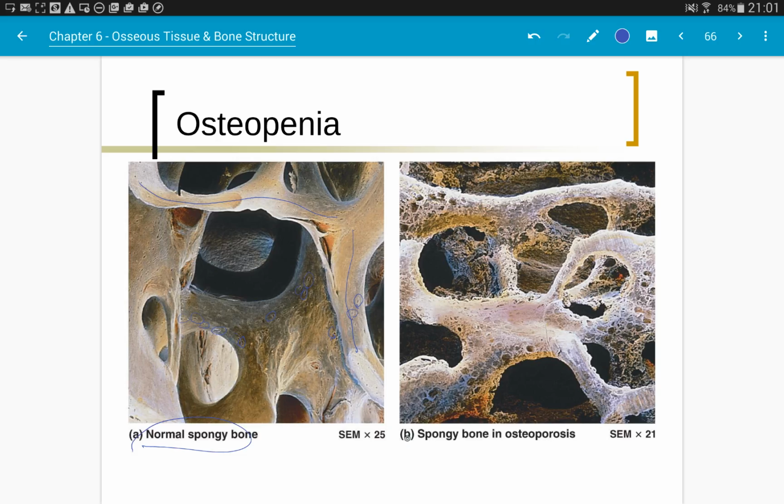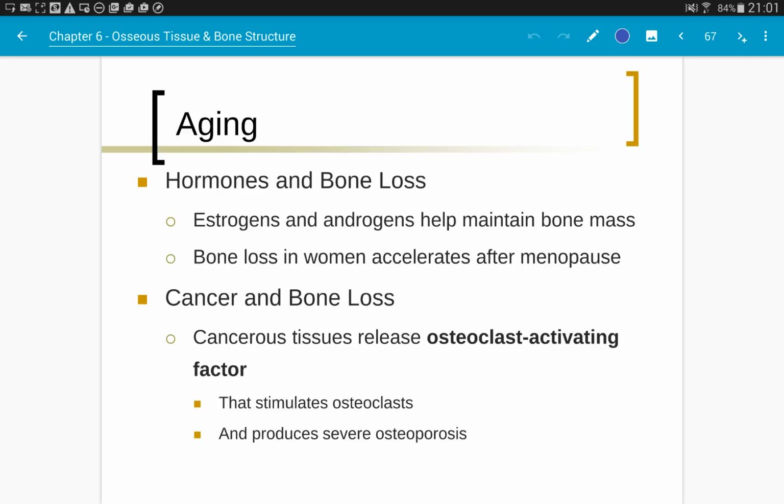And then we look over here at B and go, oh my goodness, that's terrible. This shows the bone loss. This shows the pitted trabeculae of the spongy bone, and it is less dense. It's very fragile, easy to break. Pretty big deal. So, the effect of aging on bone.